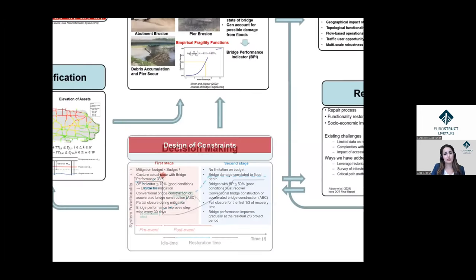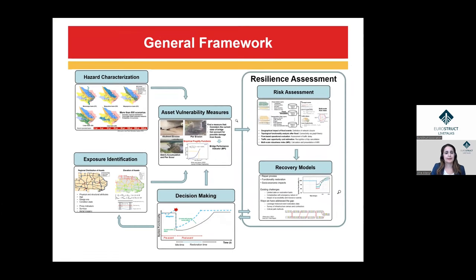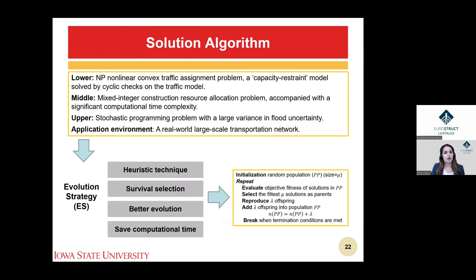So with that information, we have set up the framework for that NTSSP. Now, the question is, how are we going to solve this? It's a very hard problem. It's impractical to find a solution method with an accurate optimum to fit all of the problems we have. What are the problems? We have a nonlinear convex traffic assignment problem, which needs to be cyclically checked to represent that evolution of time that we were talking about.